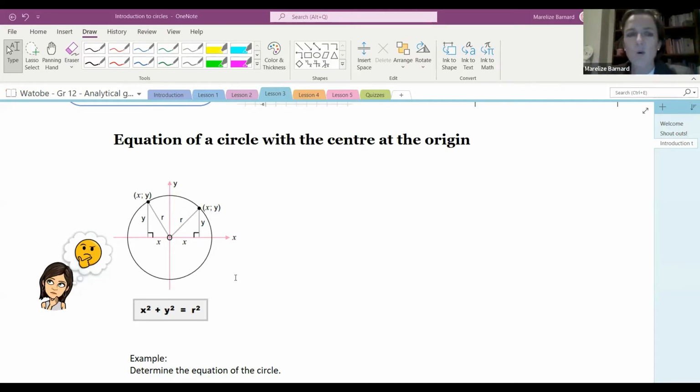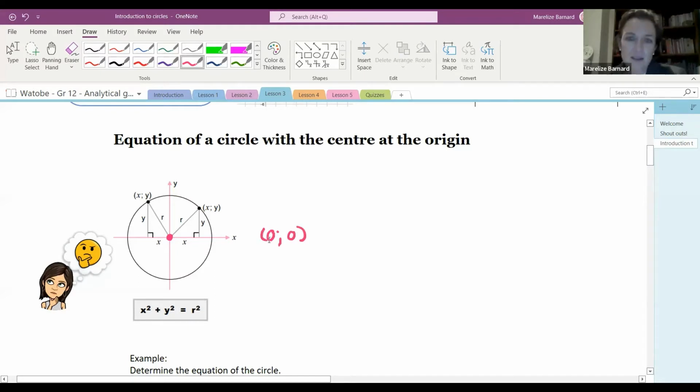So what are the coordinates of the origin again? I wonder if anyone can tell me in the chat. What are the coordinates of the origin on the Cartesian plane? Put it in the chat if you want to venture an answer. Mbali is saying 0, 0. Yes, it is indeed. The center or the origin of the Cartesian plane, the coordinates for that is 0, 0.